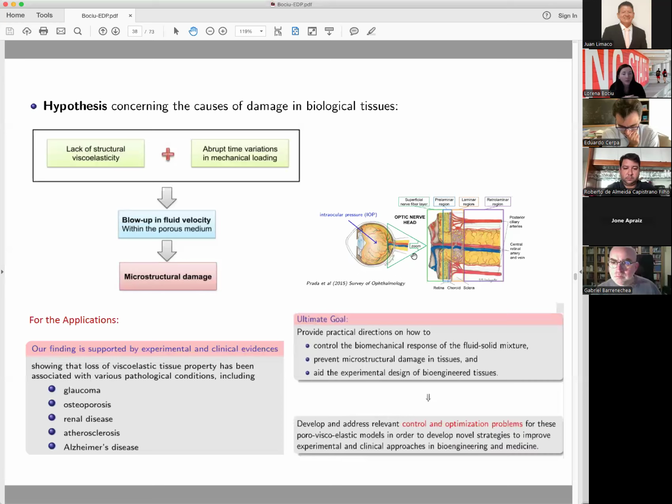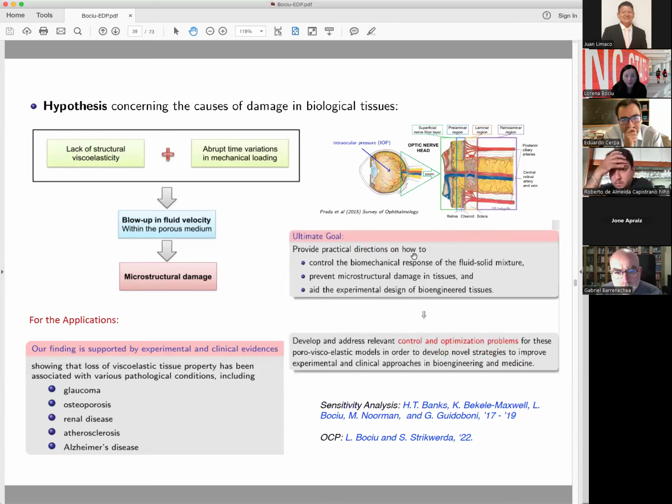And we were happy with this because it was supported by experimental and clinical evidences showing that loss of viscoelastic tissue property has been associated with various pathological conditions like glaucoma, which is what we were focusing on, but other diseases as well, like osteoporosis, renal disease, Alzheimer, and so on. Of course, once you see this, then the next goal is, okay, can we give some practical directions on how to control the biomechanical response of this tissue, right? So that's a different way to approach this. So you go into control and optimization, but that's not what I want to focus on today. We have some preliminary work on that, but I'll skip that.